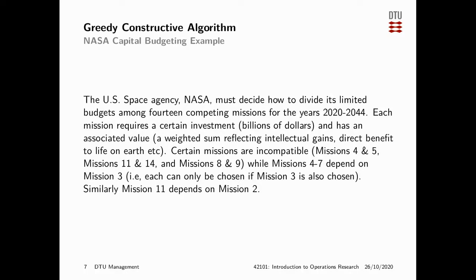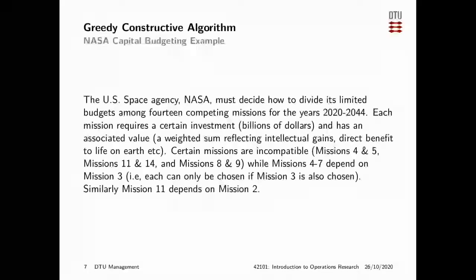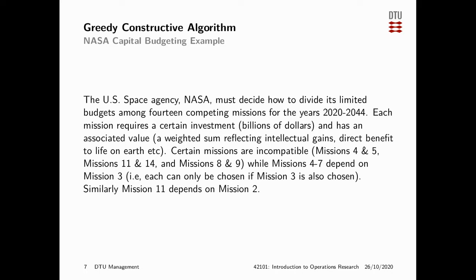Certain pairs of missions are incompatible. This just means that they cannot be selected simultaneously. These are missions 4 and 5, missions 11 and 14, and missions 8 and 9. Some of the missions also depend on other missions. Missions 4 to 7 depend on mission 3. This means that we cannot select missions 4 to 7 without also selecting mission 3. Mission 11 depends on mission 2, and this means we cannot select mission 11 without also selecting mission 2.